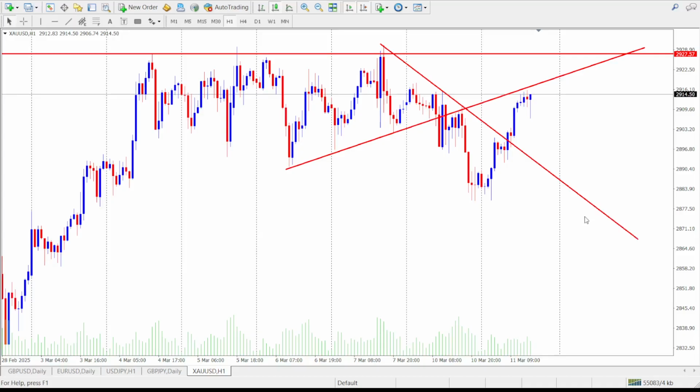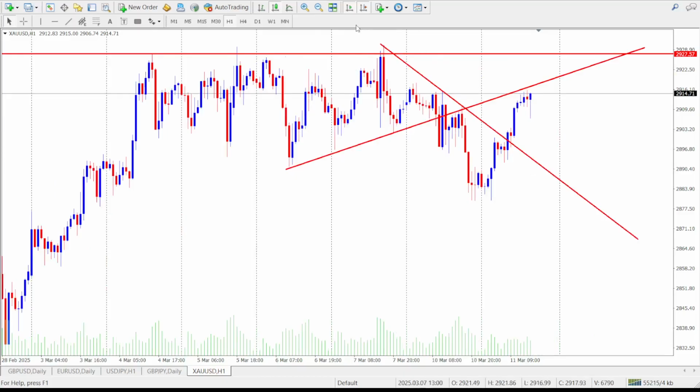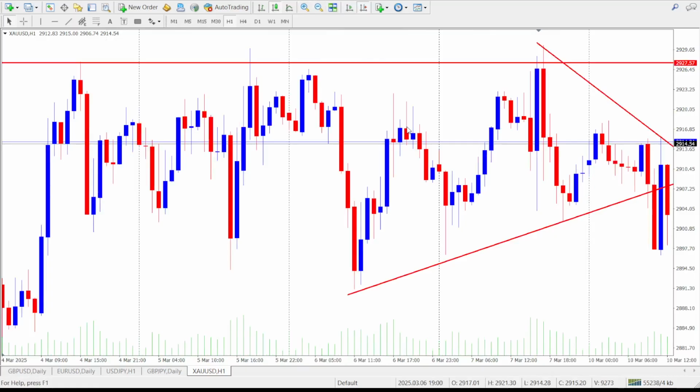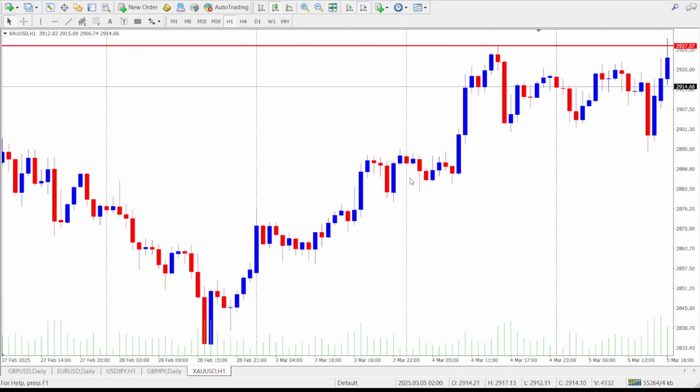Candlestick patterns are one of the most powerful tools in price action trading. So here are three essential patterns that you need to master. The first is the pin bar, which is a reversal signal. This pattern signals a potential reversal in price.